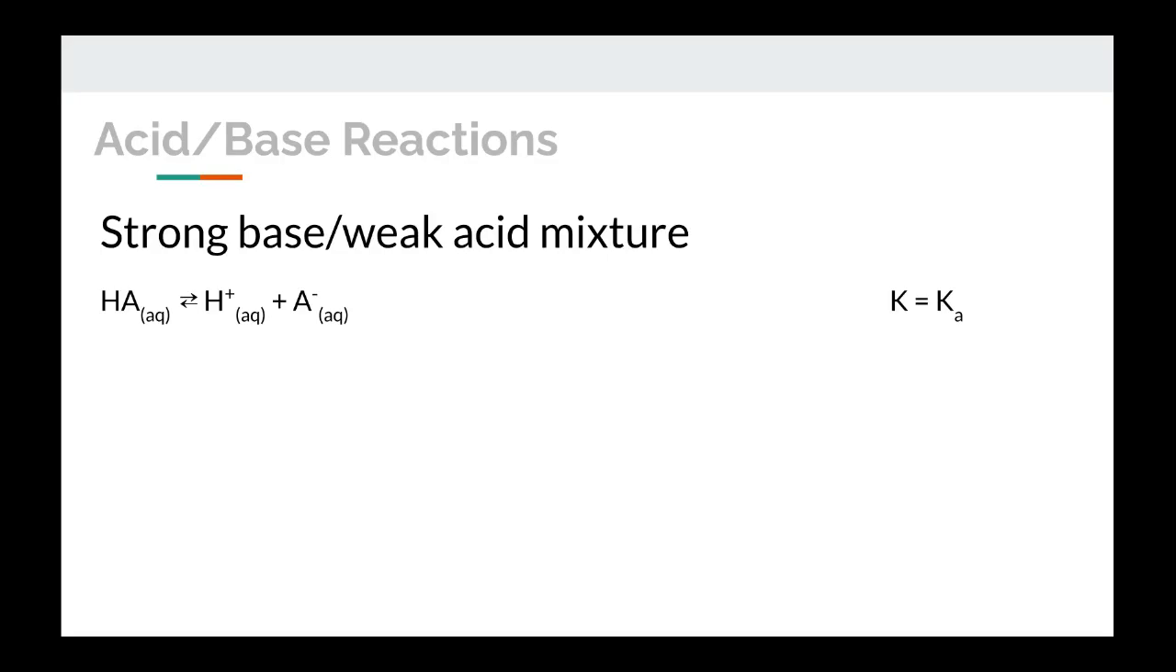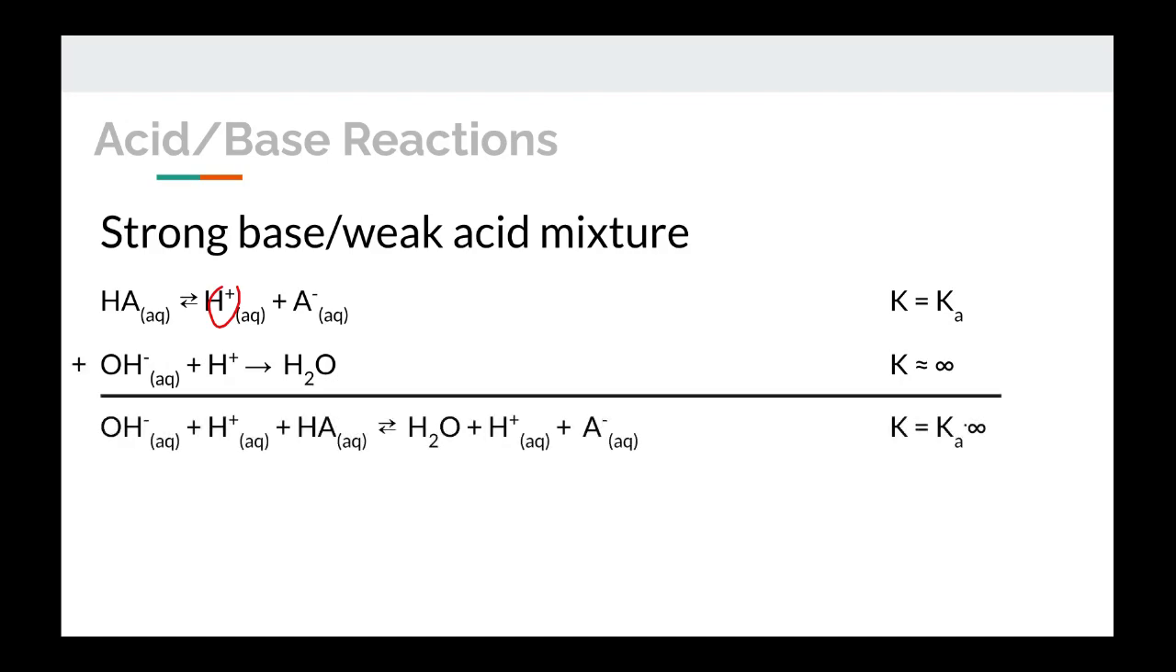Here's what the weak acid is going to do. It's going to ionize to produce H plus or hydronium ions and A minus. K for that is whatever the Ka is for the acid. The strong base is going to react with the H plus created here and do a one-way reaction to make water. K for that is about infinity. Add these together. K is Ka times infinity, which is a very large number.